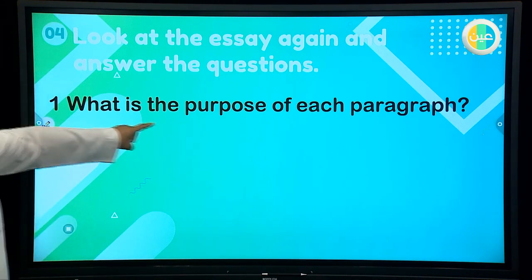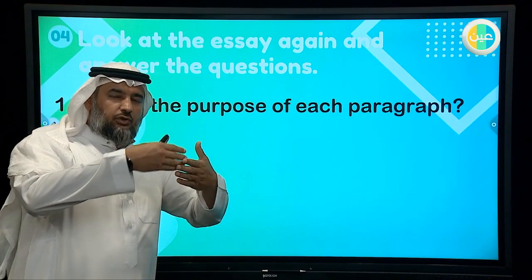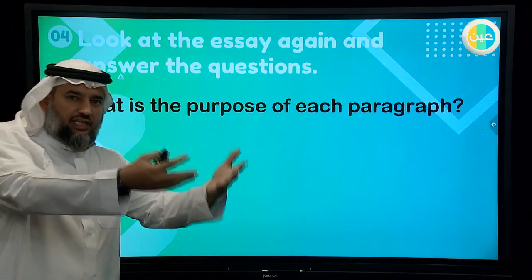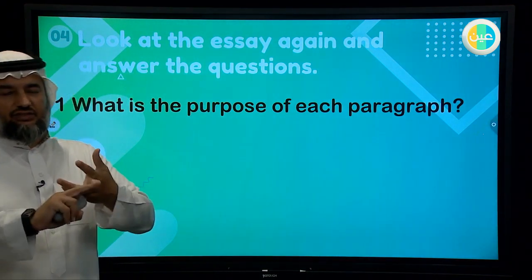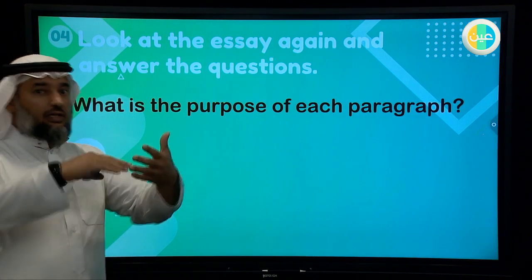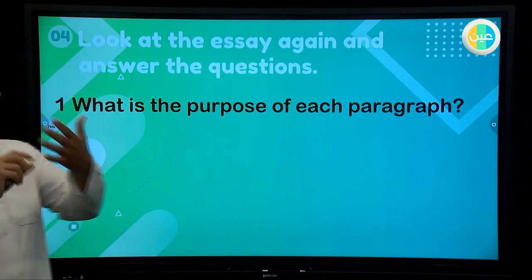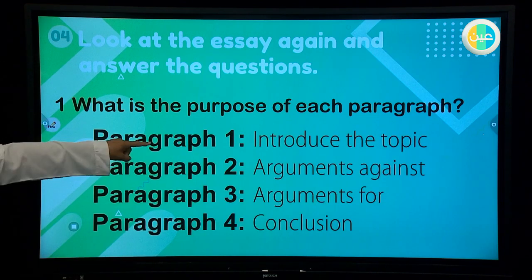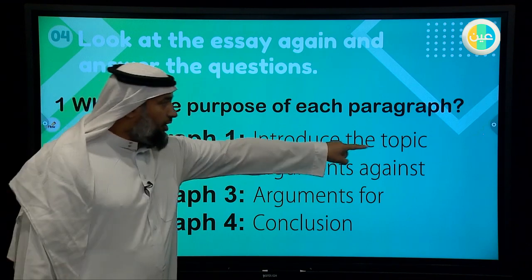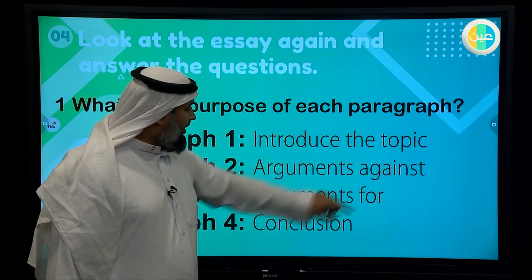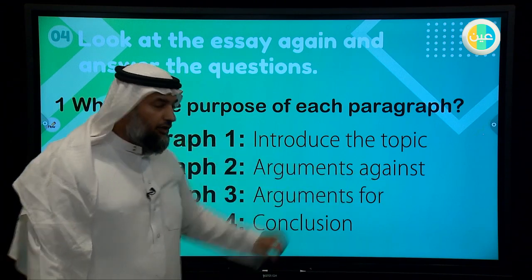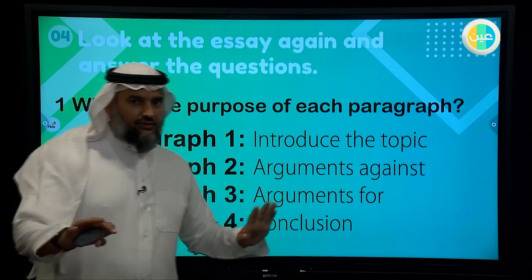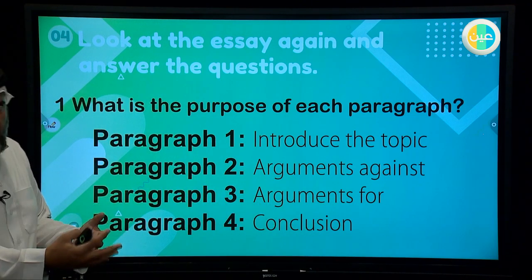Now, what is the purpose of each paragraph? We told you that there are four paragraphs. So what is the purpose of the first paragraph? We told you that he's introducing the idea. The second paragraph, he is against. He's giving the argument against it. The third paragraph, he's for the idea. And the last paragraph, it's the conclusion. He's given his conclusion. So these are the four paragraphs: to introduce the idea, the topic, then arguing against the topic, then arguing for the topic, he's for it. Now, conclusion, that's the end. Conclusion, and he's giving his view, what does he think?